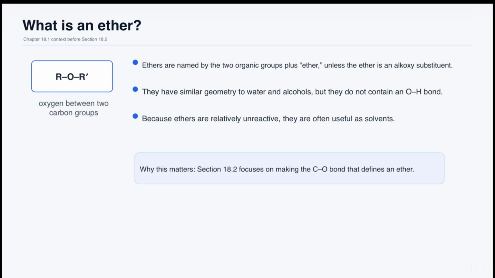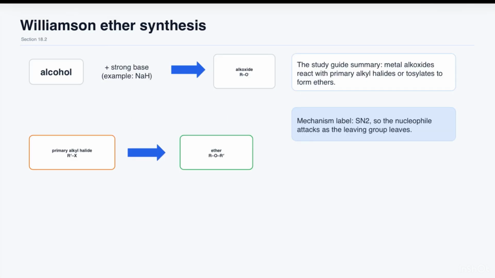Before looking at a reaction, it helps to know what an ether actually is. An ether has an oxygen atom between two carbon groups. It is similar to an alcohol in shape, but it does not have an OH bond. In chapter 18, ethers are described as relatively unreactive compounds, which is one of the reasons they are often useful as solvents. For today, the important point is that making an ether means forming a new carbon-oxygen bond.